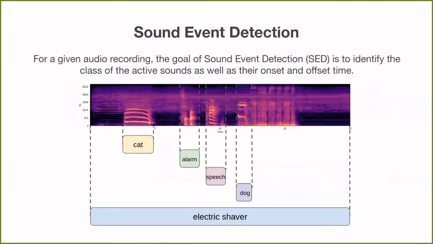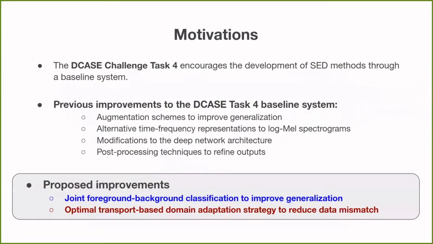The task of sound event detection consists of identifying in a given audio recording the class of the active sounds as well as their onset and offset time. For the past years, the DCASE Challenge Task 4 has encouraged the development of this field by providing a baseline system to come up with methods to improve the detection of domestic sounds.